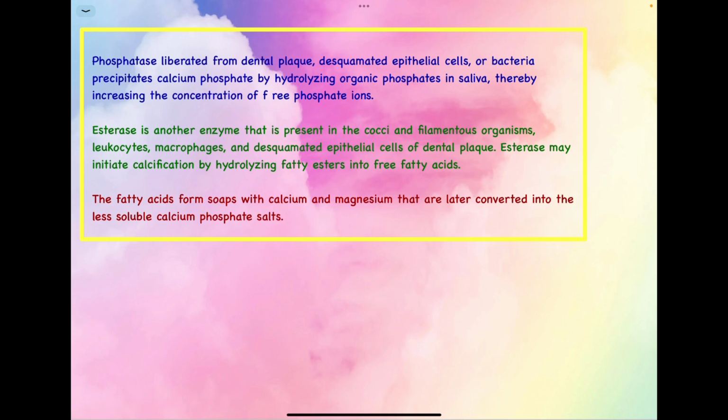So basically all this is occurring because there is a local rise in the pH which is causing the colloids to settle out, and there are certain enzymes which help in the formation of calcification, that is the phosphatase and esterase enzymes. Mainly these two enzymes are responsible, and they are liberated from the dental plaque itself, desquamated epithelial cells, or the various cocci and bacteria present within the dental plaque, right?